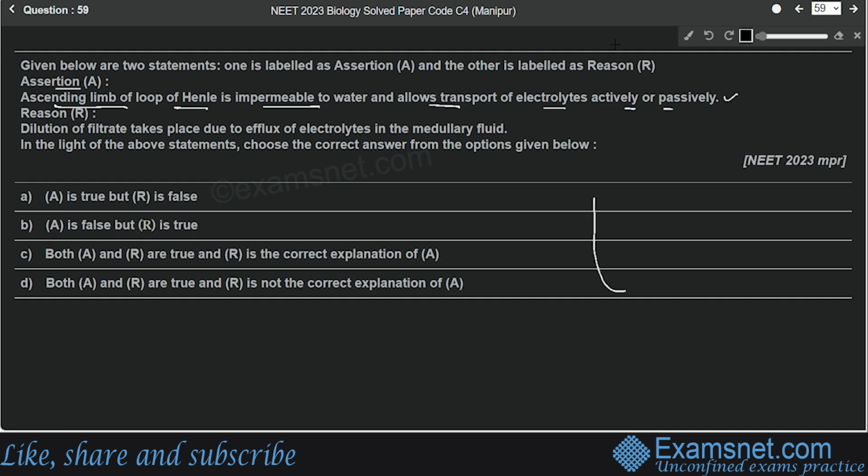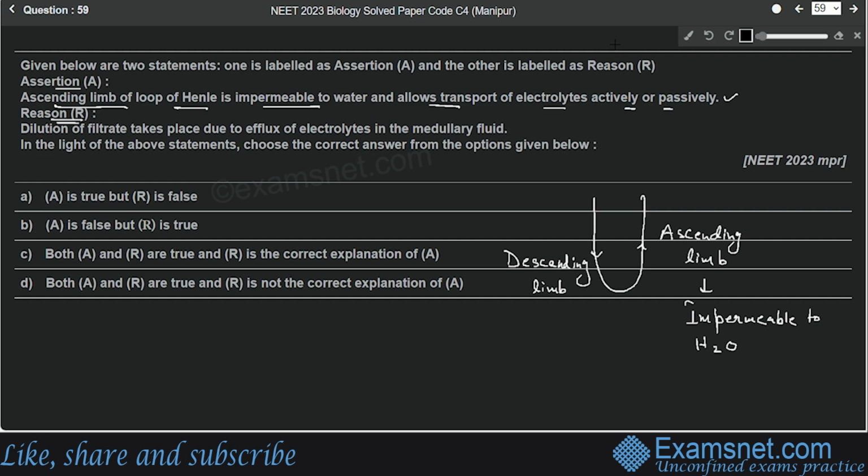Okay, suppose this is the loop of Henle. So on the left side we have the descending limb of loop of Henle, and on the right hand side we have the ascending limb of loop of Henle. Now this ascending limb is impermeable to water, but it allows the transport of electrolytes. Okay, it is permeable to electrolytes.